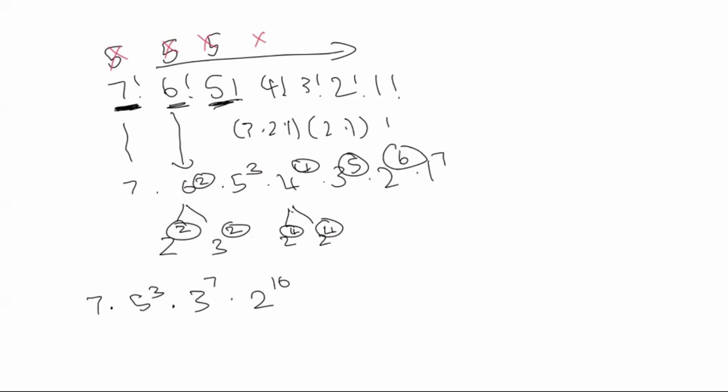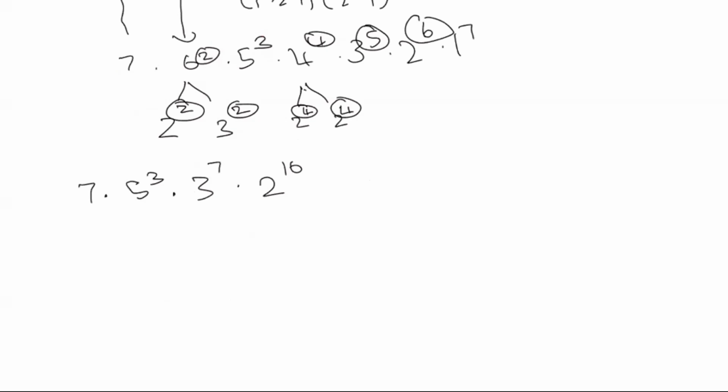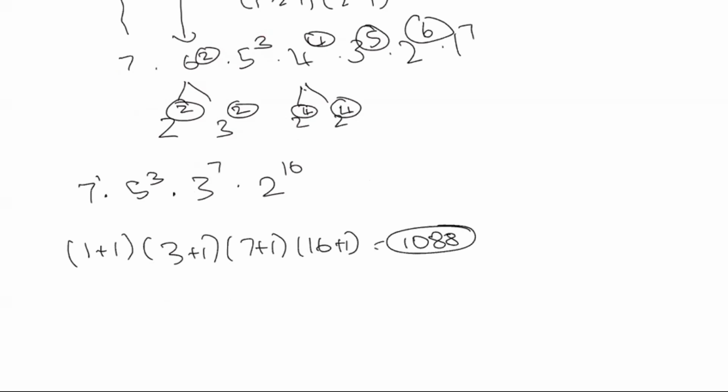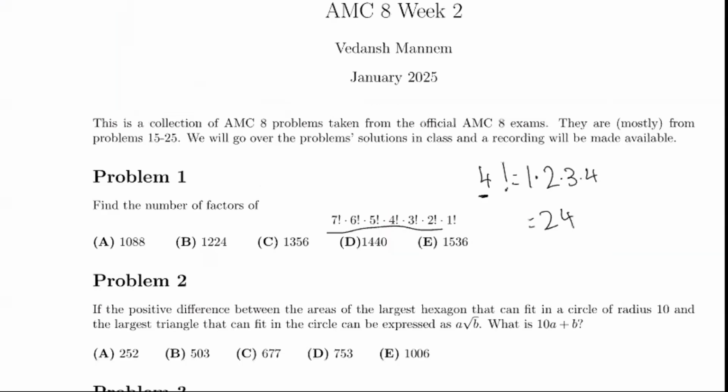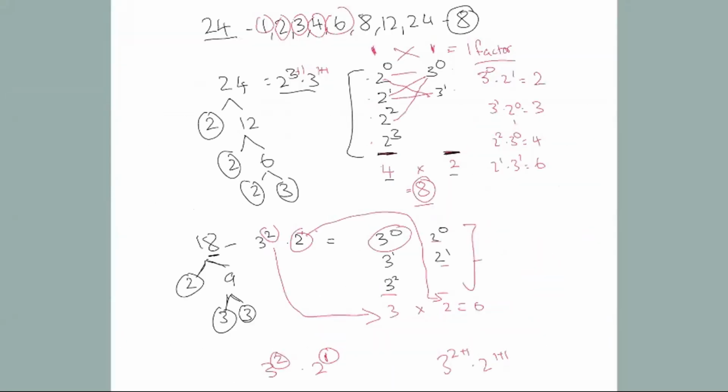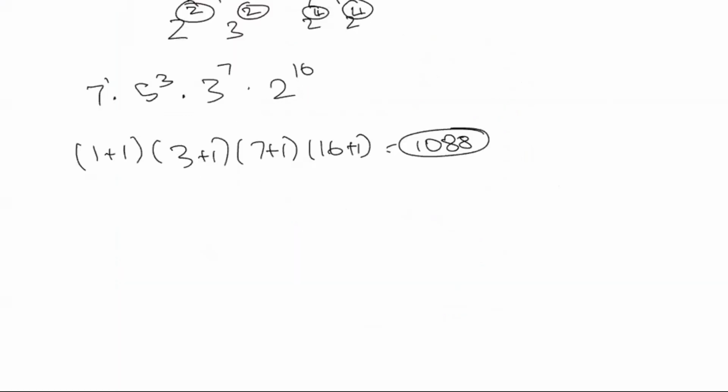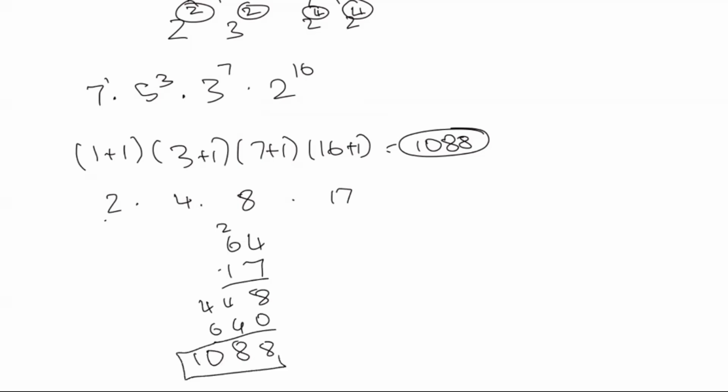Now, we take all these exponents, and we add 1 to each of them. So we do 1 plus 1, 3 plus 1, 7 plus 1, and 16 plus 1. And this should give you the answer 1088. We can go ahead and evaluate it as well, just to be sure. So this is 2 times 4 times 8 times 17. So this is 8 times 8, that's 64 times 17. 7 4 is 28, 7 6 is 42, so that's 44, 64, 8 8 10. So that's 1088.